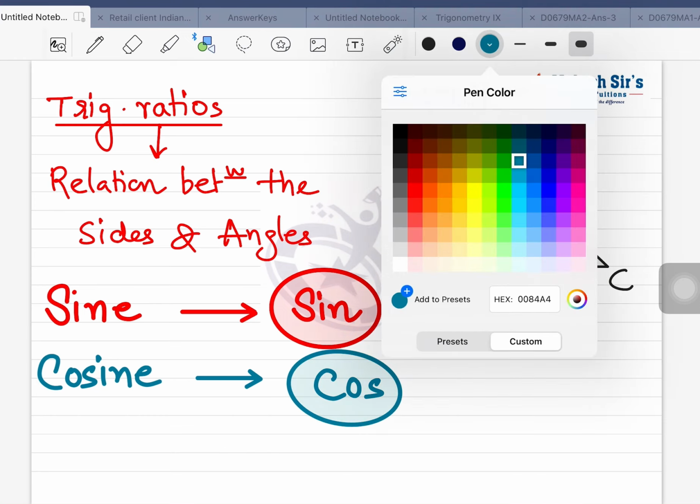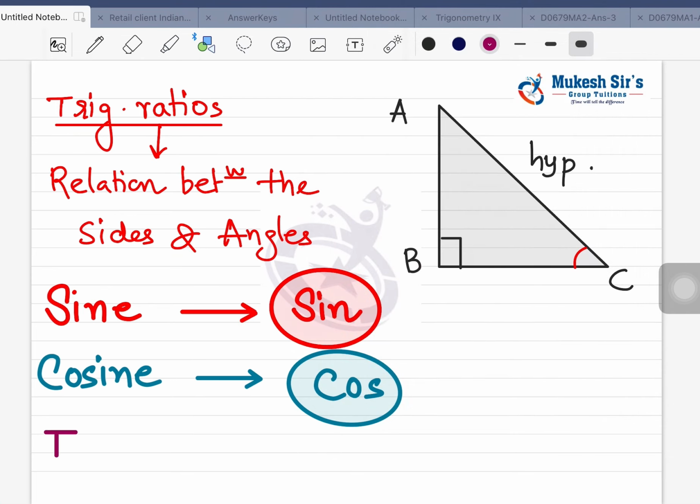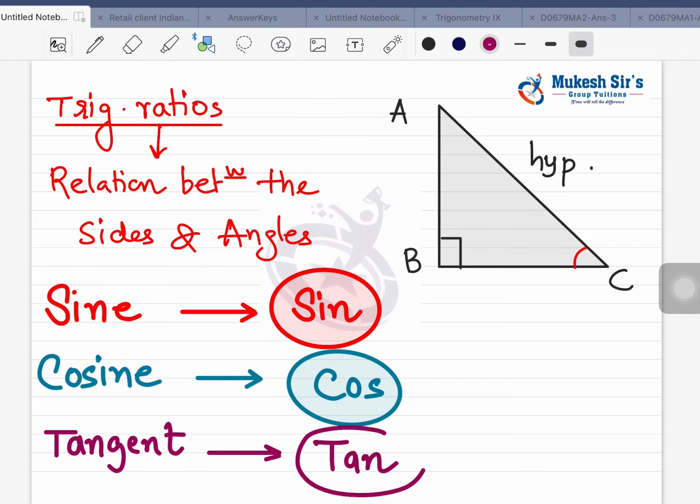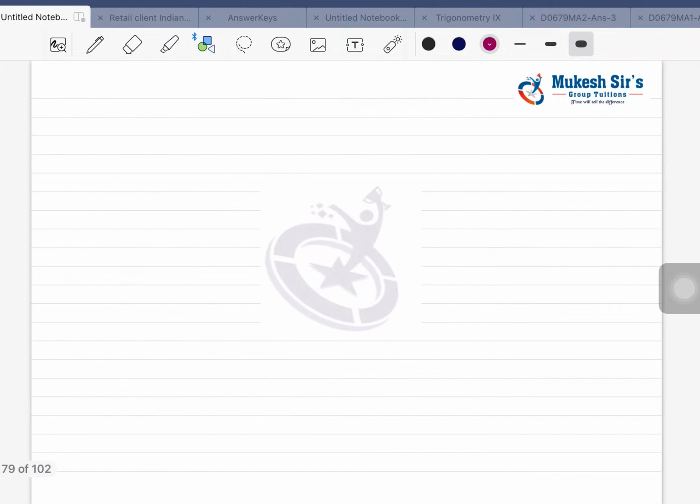Okay. And the third ratio is the tangent ratio. So these three ratios are the basic ratios. Tangent ratio, in short, is written as tan. Okay. So we call that tan. Sine ratio, cosine ratio, tangent ratio. Now what is sine ratio?